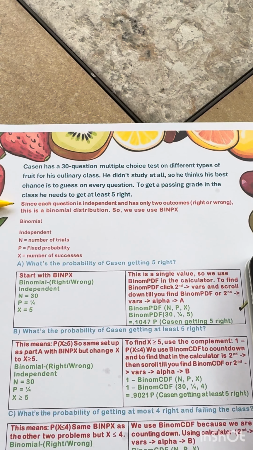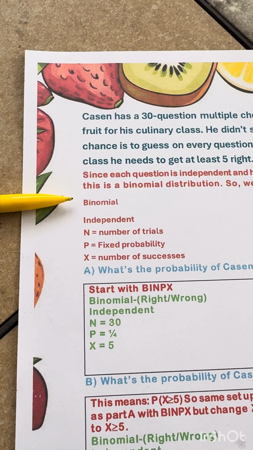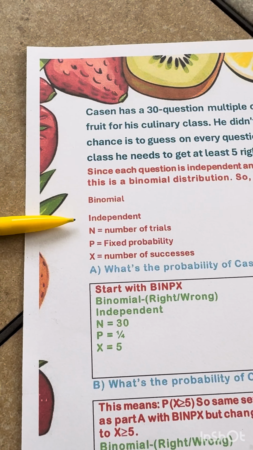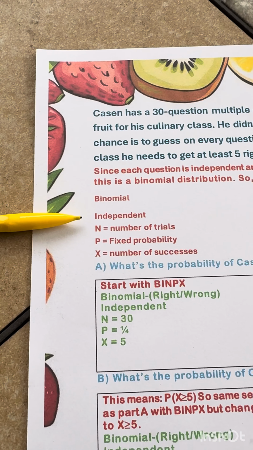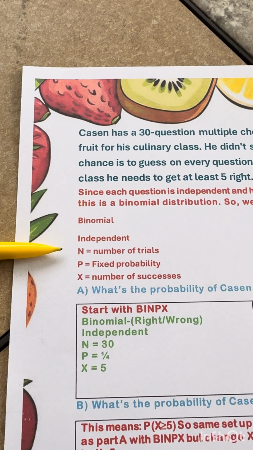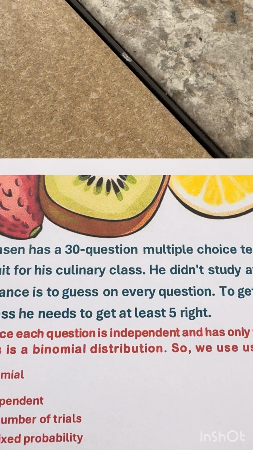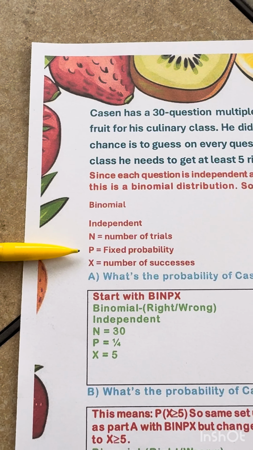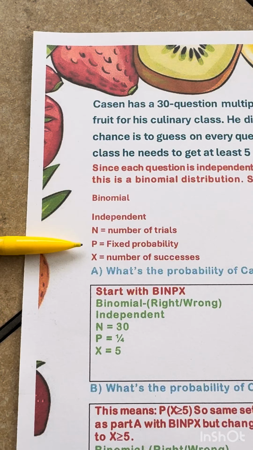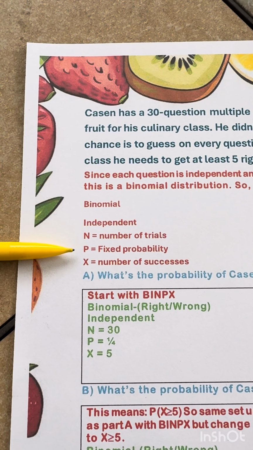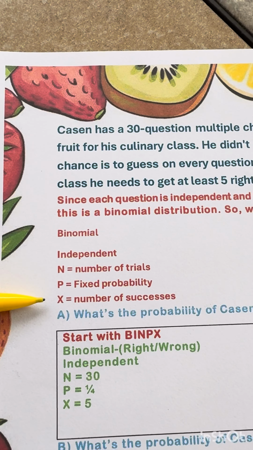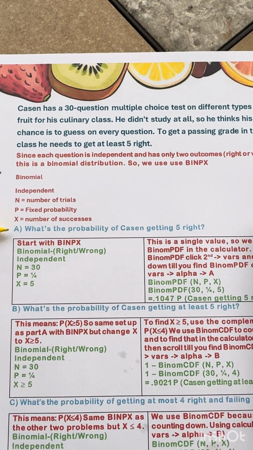So we use BINPX. Firstly, we know it's binomial because there are only 2 outcomes, right or wrong. We know that it's independent because the 2 outcomes do not affect each other. N equals the number of trials, and the number of trials for this question is 30 because there are 30 questions on this test. P equals the fixed probability, and the fixed probability for this question is 1 in 4 because on this test there are 4 options, A, B, C, or D. And X equals the number of successes. Which brings us to our first question.